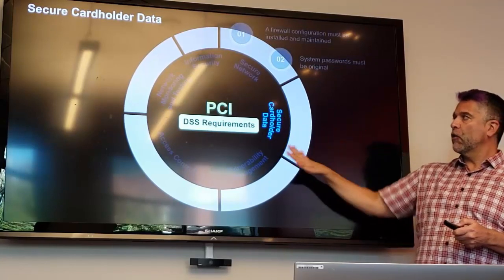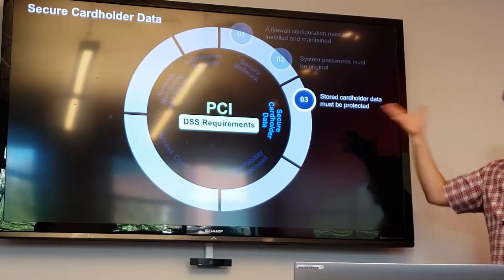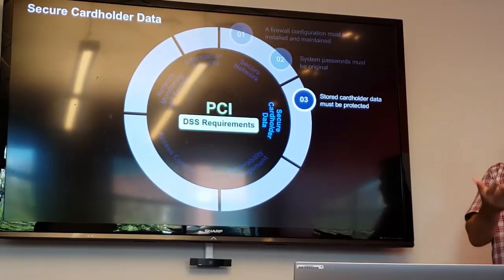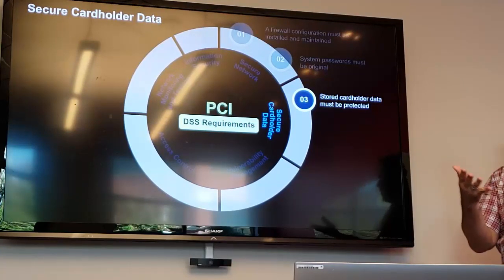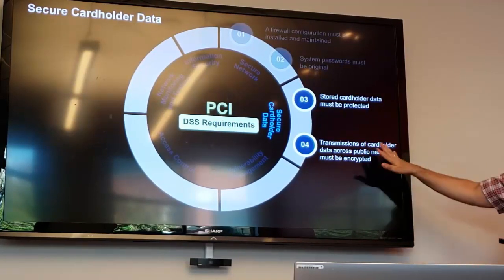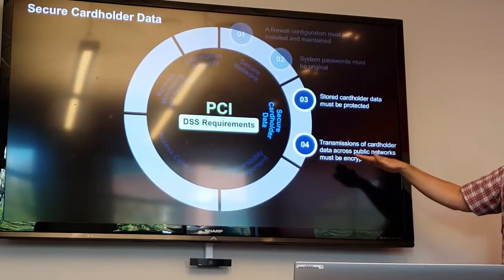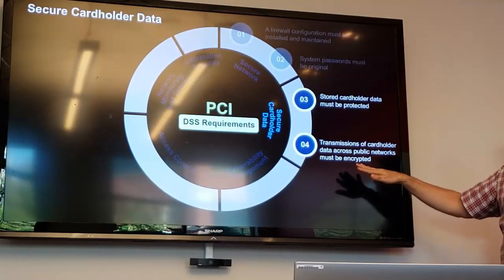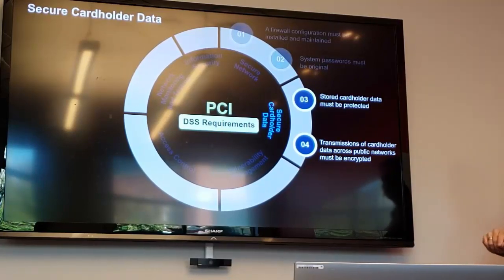Then we have the subcategories for secure cardholder data. We must ensure that all the cardholder data that we have, all the credit card numbers, expiration dates and so forth, has got to be very secure in our network, in our database. And then, anytime this credit card data is going across public networks, it's got to be encrypted. You would think that would be obvious. But back in 2004, when these standards were set up, not always so obvious back then.